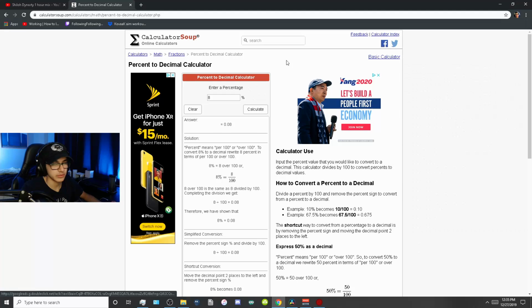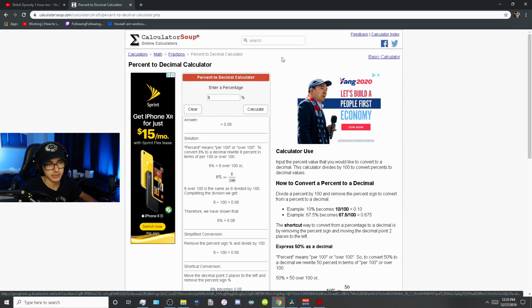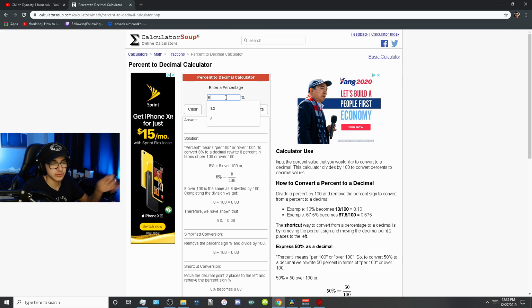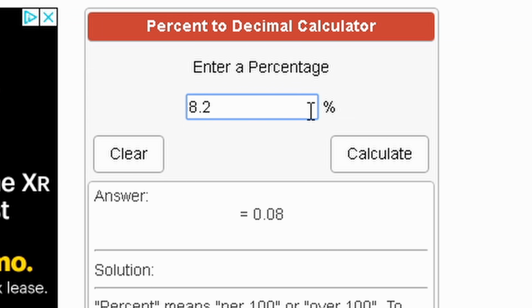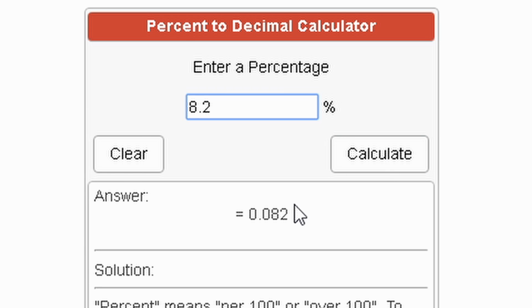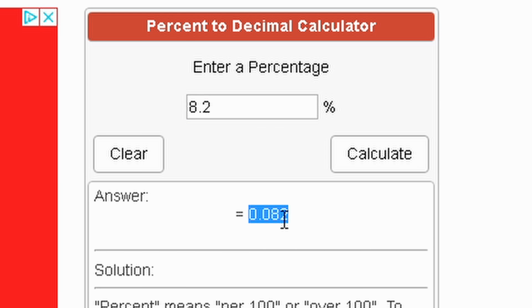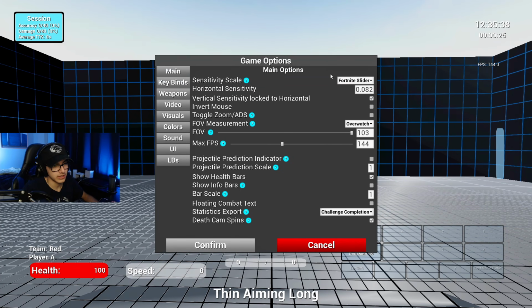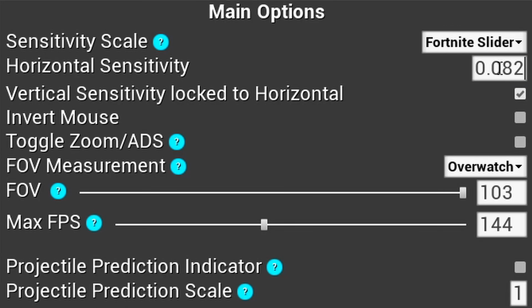Boom, boom. But if you guys are still confused, there's a calculator that will take a percentage and turn it into a decimal, which is what you need to put into Kovaaks. My X sensitivity was 8.2, so I'm going to put 8.2, and then I calculate it and it gives me what I need to put into Kovaaks, which is 0.082. So you copy that, go back into Kovaaks and paste it here. I already have it, so that's great. And that was for your horizontal sensitivity, aka your X sensitivity in Fortnite.